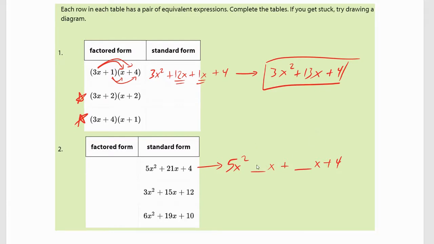Let's think. Did you try having a 4? Or, if we did, trying to be clever here, if you did 20x and 1x, that would add up to 21x, yeah? And you could factor out the 5, right, from the 5x squared and the 20x, getting you the 4 there.